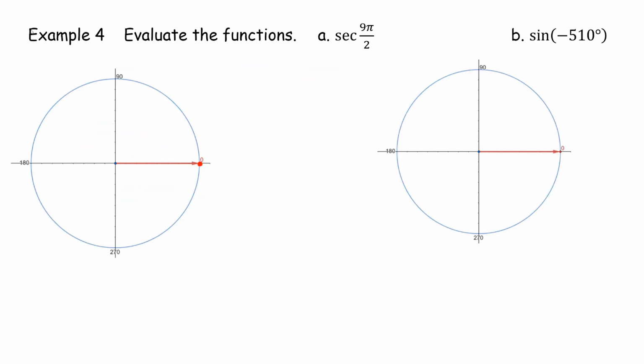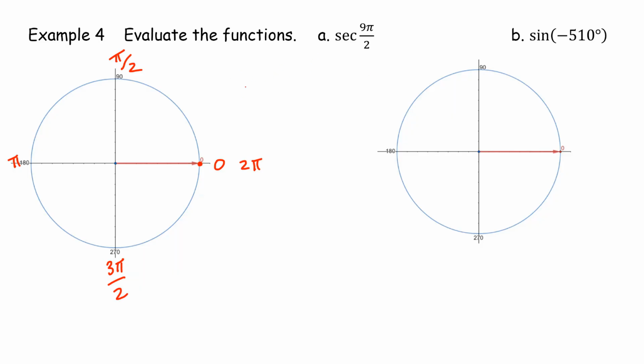Okay, so you have secant of 9 pi over 2. First thing you've got to do is figure out where that is, 9 pi over 2. Remember that all the way around, one time all the way around is 2 pi. So over here, 0, pi over 2, 2 pi over 2, which is pi, 3 pi over 2. All right, so 9 pi over 2. How many pi is that?